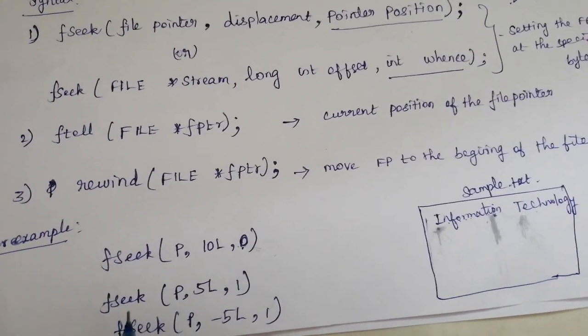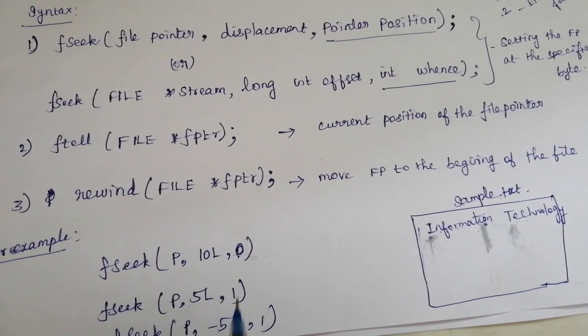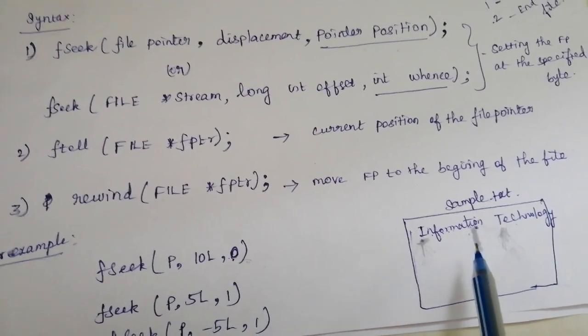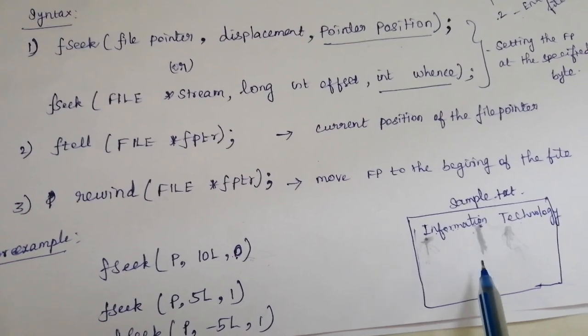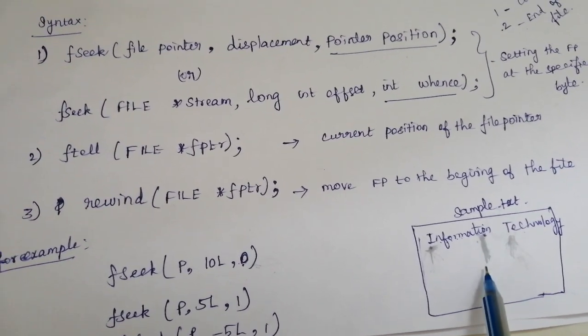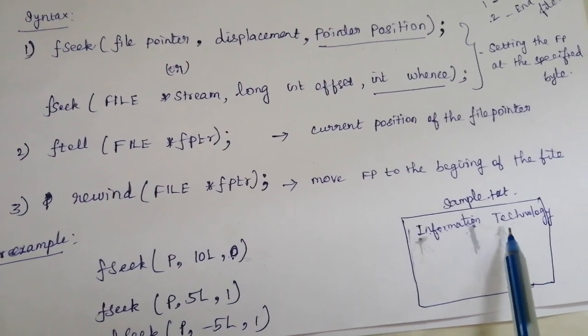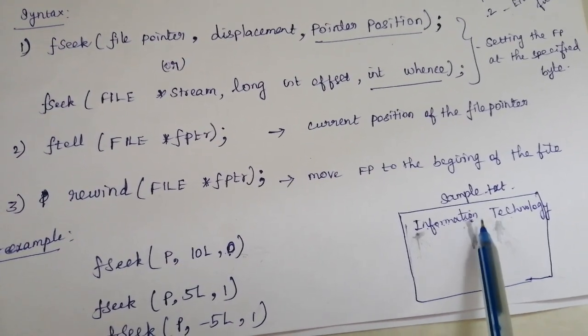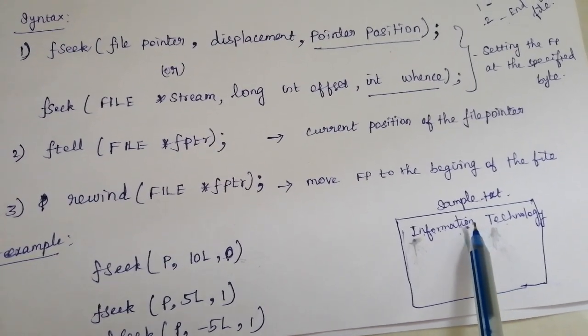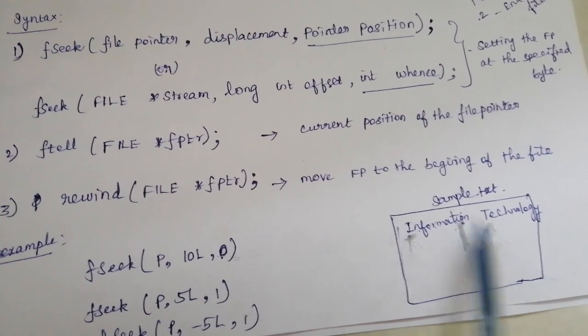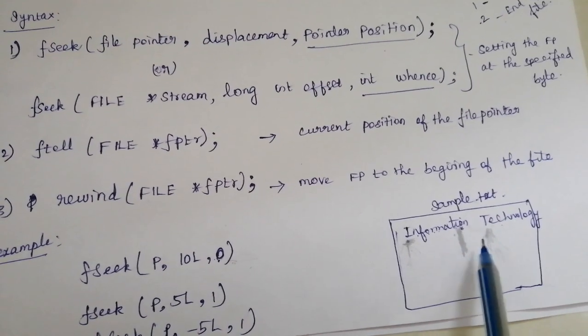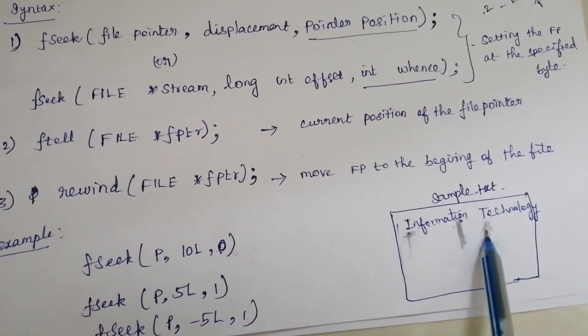After this, fseek of p, 5L, 1. 1 denotes the current position. Now the file pointer is pointing to the character O. So from here 5 bytes need to be skipped in the forward direction. The space is also considered as 1 byte. So after this instruction the file pointer points to the character E.